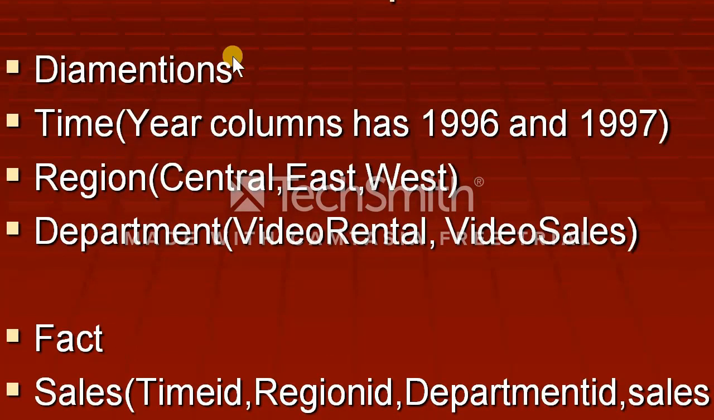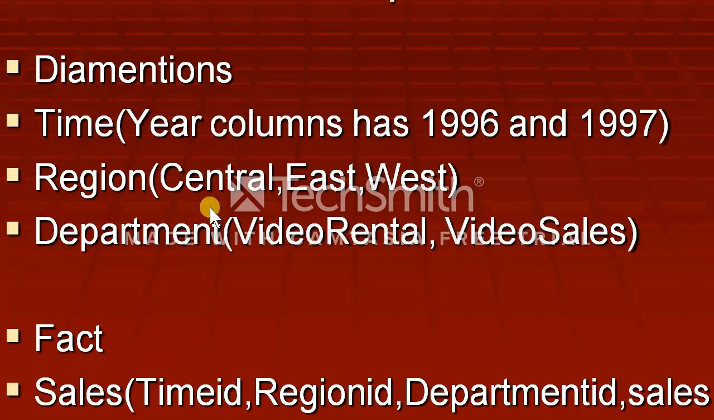If we look at the example, we have 3 dimensions here: time, in which we will use the year column, which has values 1996 and 1997. We have the region dimension, in which we have a column region which has only 3 values: central, east, and west. And the third dimension is department, in which we have department name, video rental, and video sales.